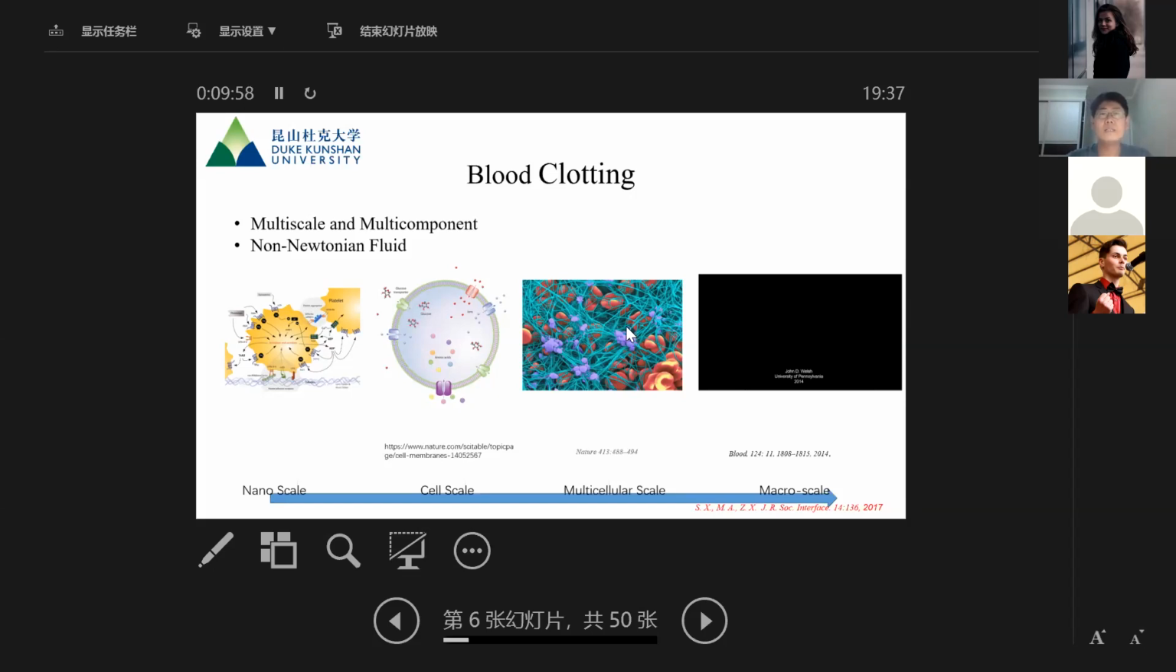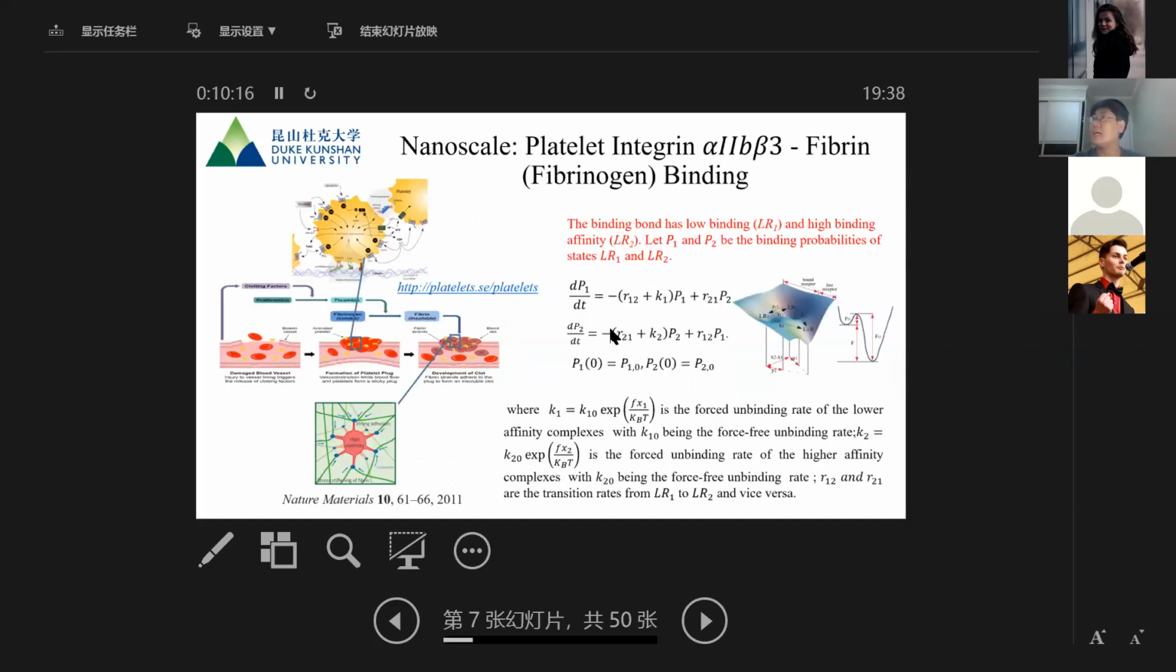Okay, so in order to provide a deep understanding of the mechanical stability of the clot, I will mention three different types of models from three different scales. Okay, so now the first is on the nano scale.